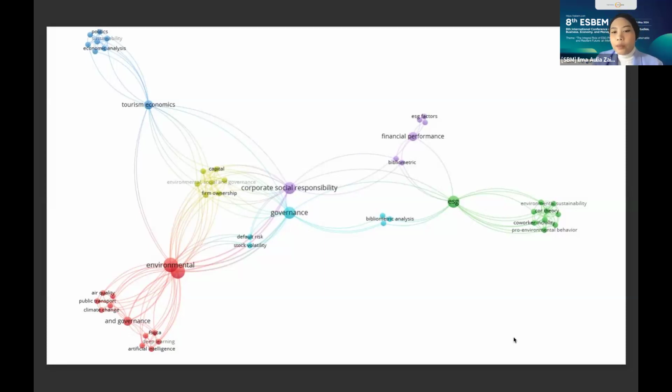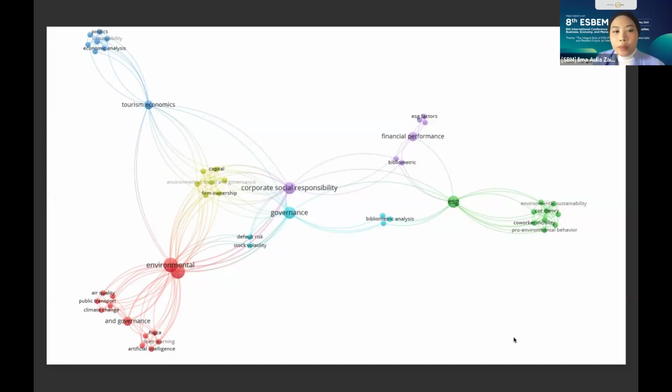The second topic would be governance, in the light blue cluster. As you can see here, this is the cluster that highlights the governance dimensions. The presence of terms like default risk and stock volatility indicates a focus on the financial implications of governance practices. And ESG, so some researchers are using ESG in terms of the complete principle of environmental, social, and governance, so they are referring to this term. This cluster connects topics with broader ESG considerations, with the nodes environmental sustainability and pro-environmental behavior suggesting emerging themes within the ESG framework.